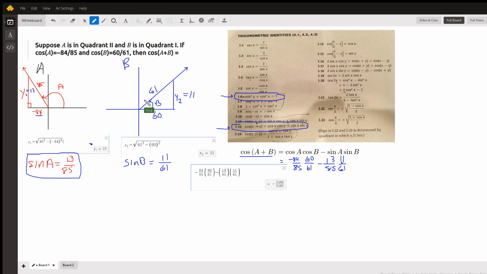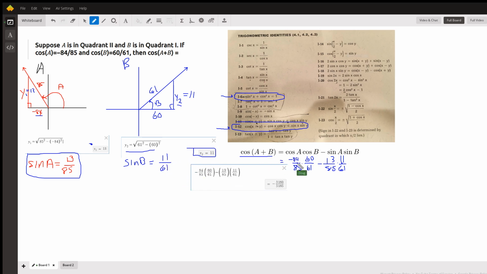And over here, angle B is in the first quadrant. Drop a perpendicular from that terminal side to the x-axis. The cosine of that angle is 60 over 61. Again, adjacent over hypotenuse. Solve for y sub 2 using the Pythagorean theorem or identity 6, and you get 11. Over here is what y sub 2 is, 11. So sine is 11 over 61.